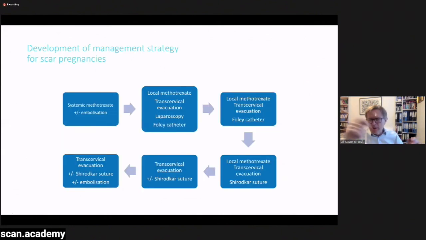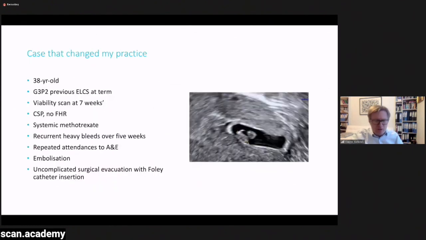This is my journey over the last 20 odd years with scar pregnancy. I started, like most people, fearful of the condition, fearful of bleeding: systemic methotrexate, sit tight, and consider embolization if things go wrong. There's always one case that changes your management, and that was relatively early in my interest in scar pregnancy. I had this woman who had 2 cesarean sections. She came for a scan because she had private obstetric care, and they wanted to know if the pregnancy is healthy or not. It was a little dead pregnancy in the scar, 7 weeks.